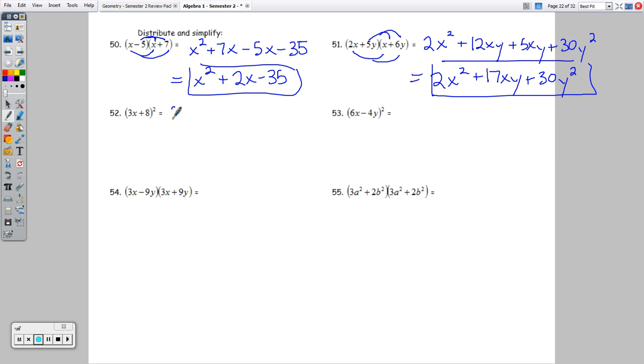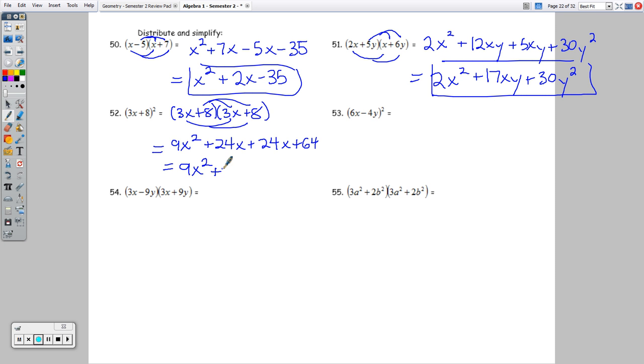For this one, that's the same thing as saying 3x plus 8 times itself. So if we distribute the 3x to both parts and the 8 to both parts, you'd have 9x squared plus 24x twice plus 64. Combining like terms gives you 9x squared plus 48x plus 64.